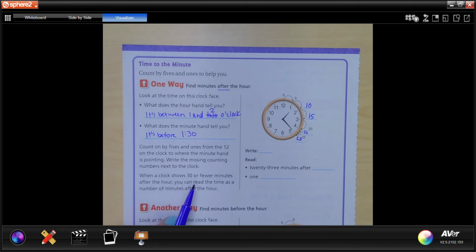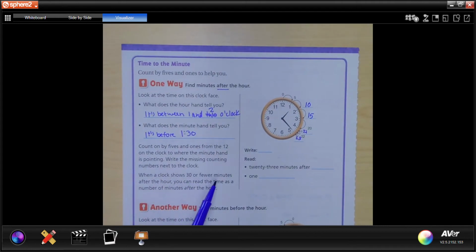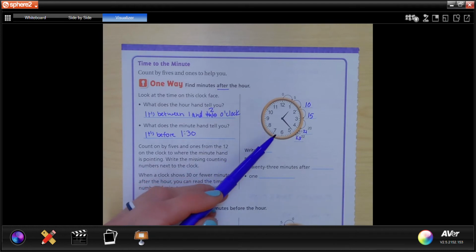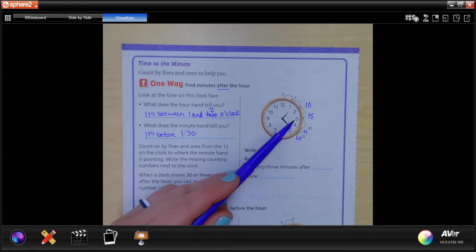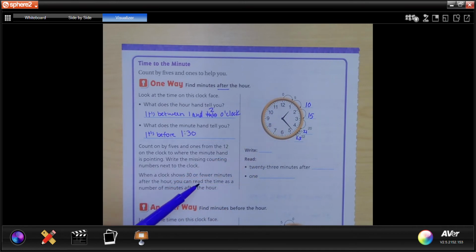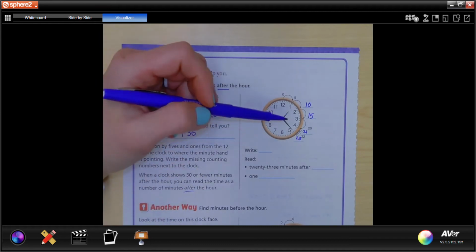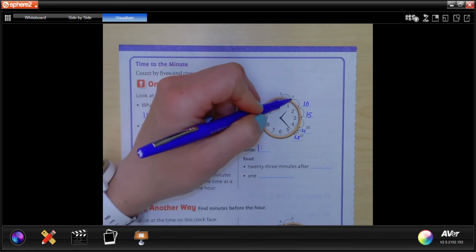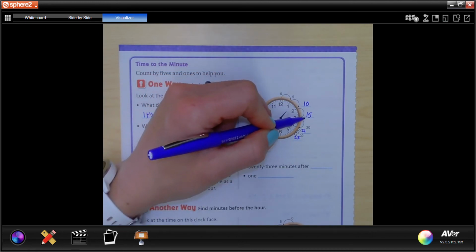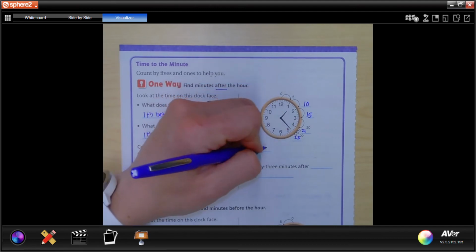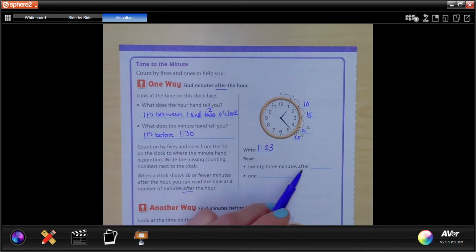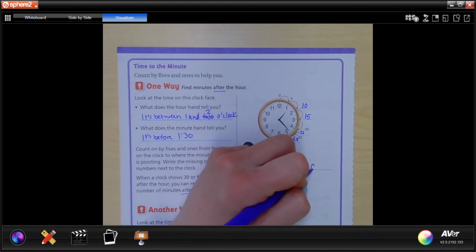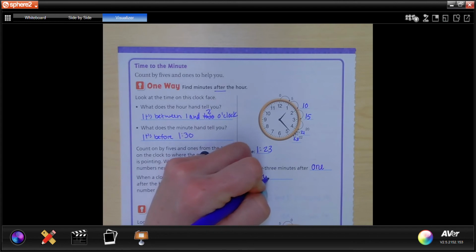All right. When a clock shows 30 or fewer minutes after the hour, you can read the time as a number of minutes after the hour. So it is after 1, so 1. We said 5, 10, 15, 20, 21, 22, 23. 1:23. It reads 23 minutes after 1, or 1:23.